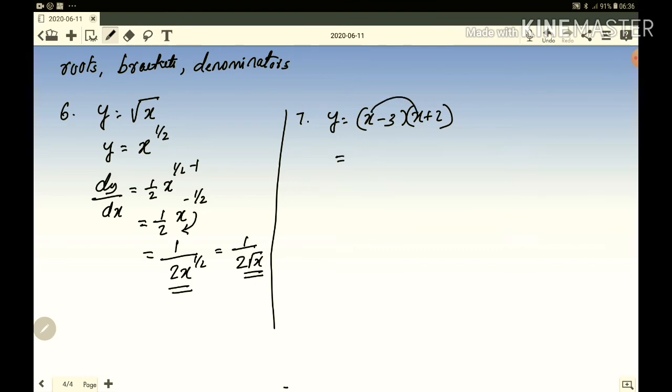That is x times x, x square. x times 2, 2x. Minus 3 times x, minus 3x. Minus 3 times 2, minus 6. Now we can arrange this one. That is y is equal to x square. These are the like terms. It's going to be minus x, then minus 6.